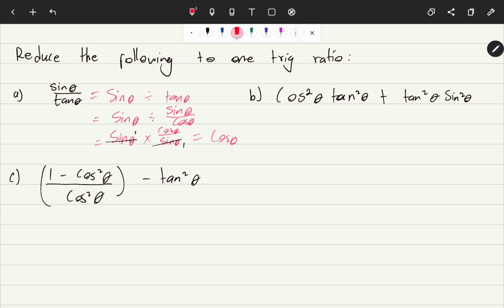Cool. Let's maybe draw a line here. Let's go to the second one.